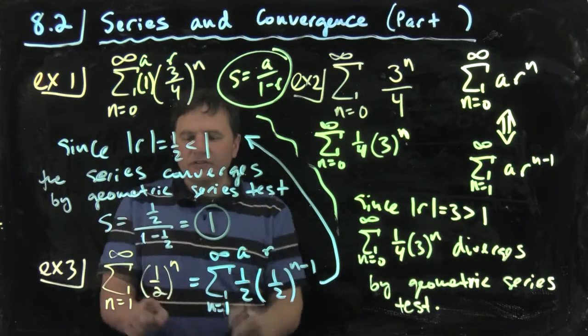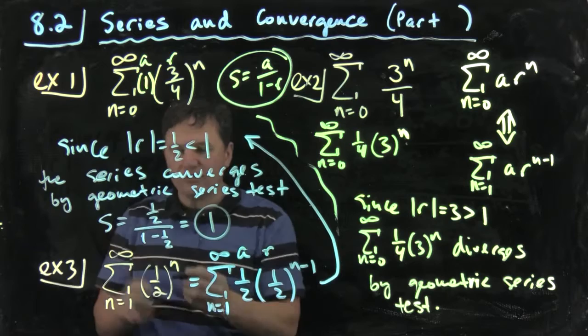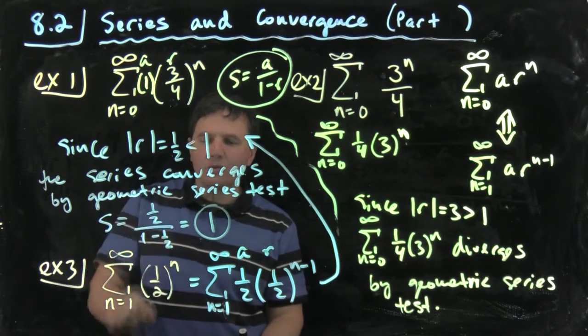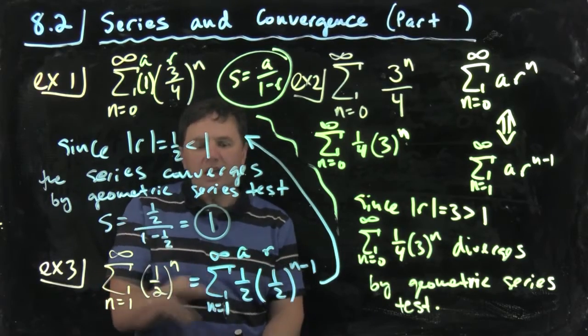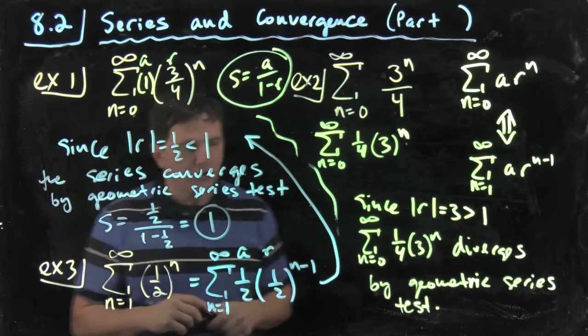If you didn't recognize this, you would still have the 1/2. You would still determine it's convergent. But when you plug this in, you would get 1 over 1 minus 1/2. You would get that this is equal to 2 if you didn't realize we had to bring out a 1/2 to make sure that first exponent is 0.